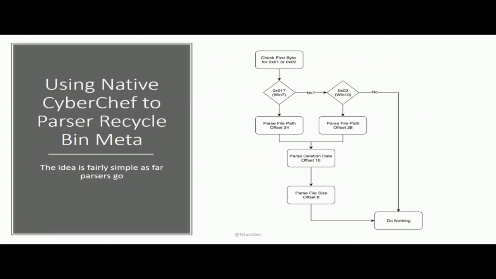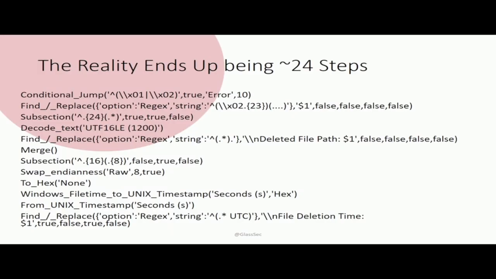So the way the parser shakes out, it's fairly simple. On paper, we check the first couple bytes. Is it a version 1, version 2? And then we just base our offsets on what version it is. So in CyberChef, it ends up being around 24 operations to get a decent parser. But when it works, it's great. You can just save it, and you never have to do it again. But with 24 it's hard to read because you're looking at a very limited list. You probably only see 4 or 5 operations on the screen at one time.